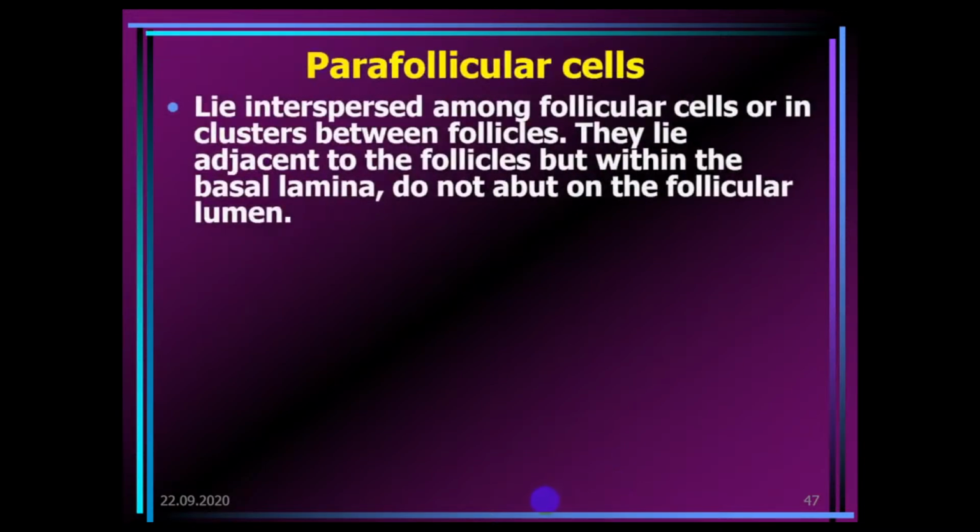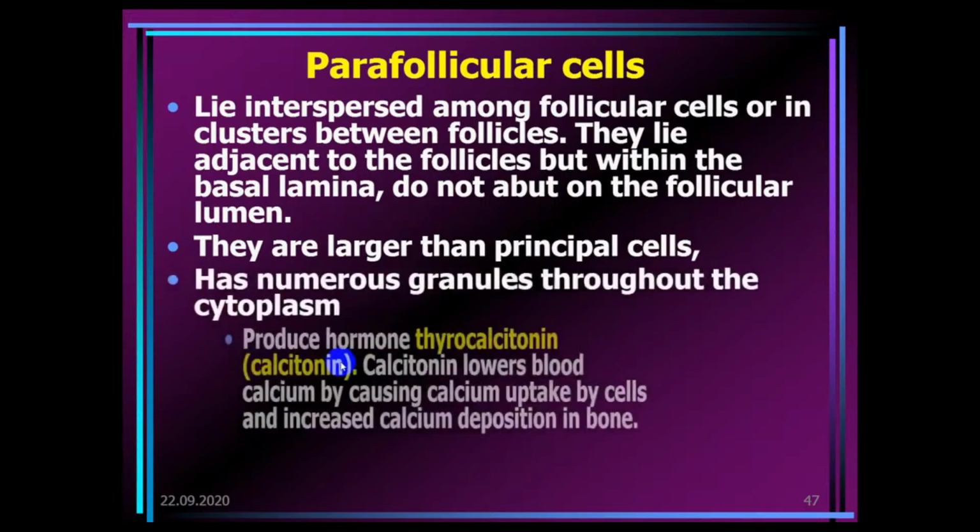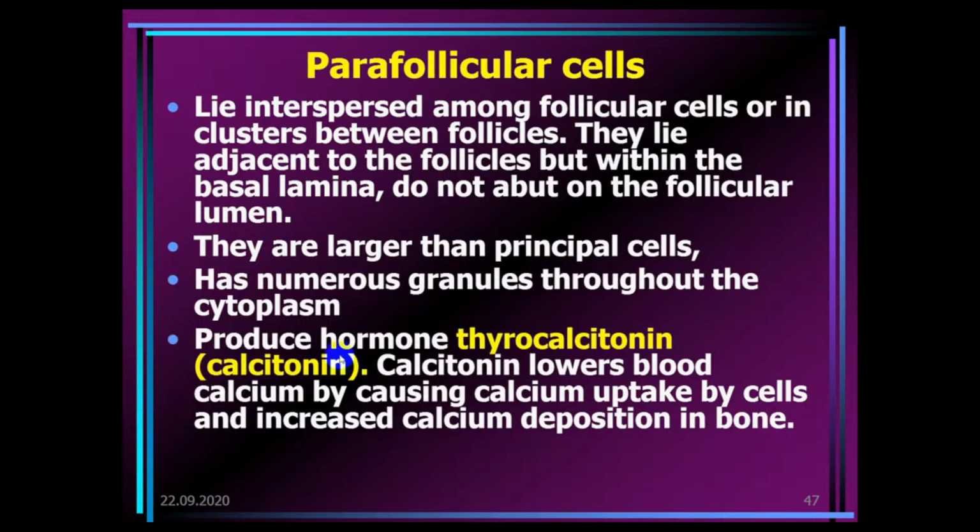Now the second part of the thyroid gland is parafollicular cells. Parafollicular cells, as you remember, may be dispersed between the thyrocytes in the wall of the follicle. These cells are larger than principal cells, thyrocytes, have numerous granules, and produce the hormone thyrocalcitonin, or simply calcitonin. These cells are not under the influence of the thyrotropic hormone of the adenohypophysis, are independent, and act only on the basis of the feedback mechanism.